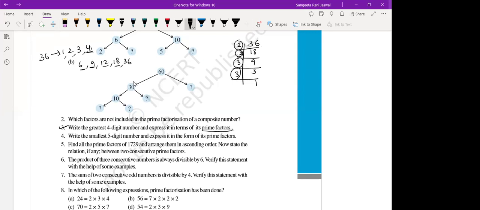But when we multiply all these, we'll definitely get 2 into 2 is 4. Actually, the factors we are getting here are all prime numbers. I hope you're understanding. So, which number do you think is the greatest 4-digit number?